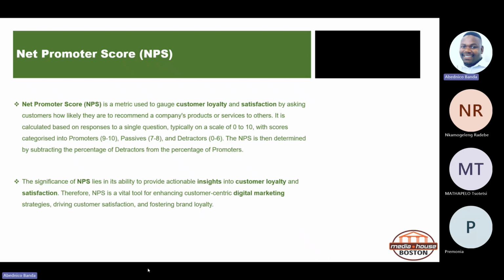Yes, sir. So that's part of a net promoter score. The significance of net promoter scores lies in its ability to provide actionable insights into customer loyalty.